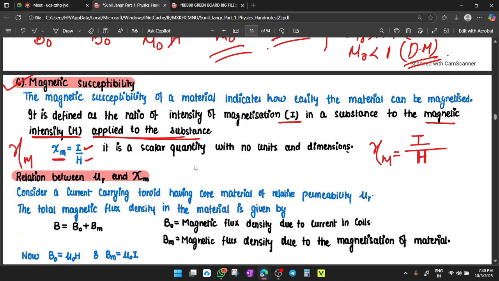So it is a scalar quantity with no units, as I and H both have the same unit. So they will cancel each other. Ampere per meter will cancel out, and having the same unit, it is a scalar quantity. It will be a constant, right?